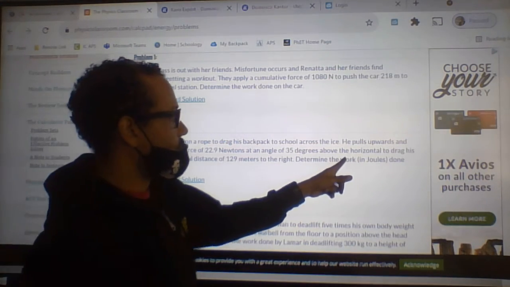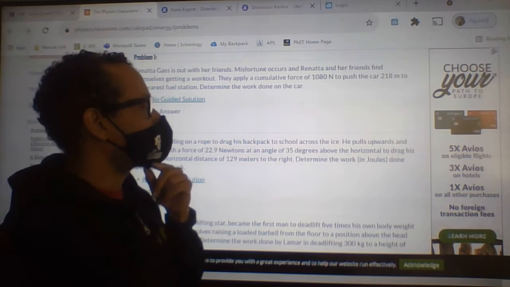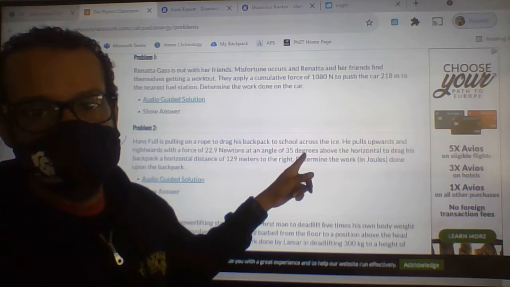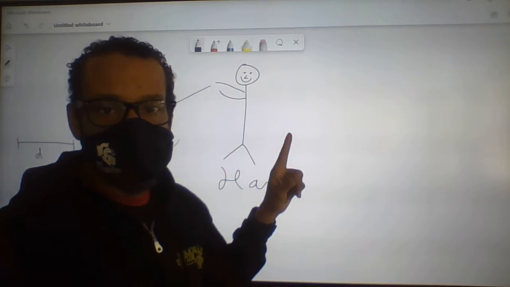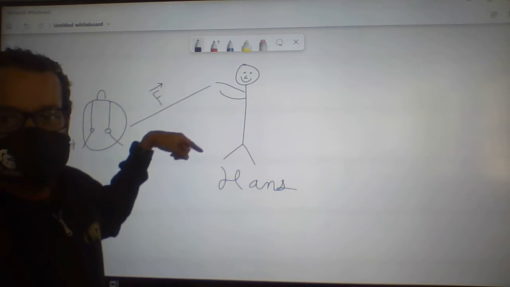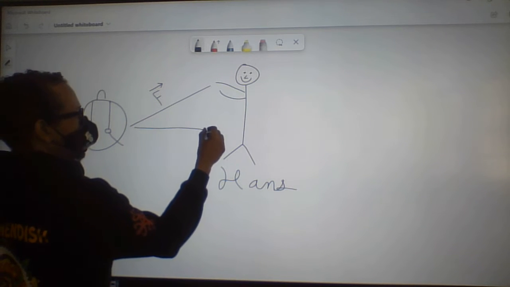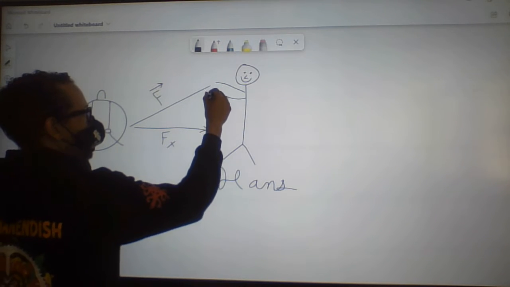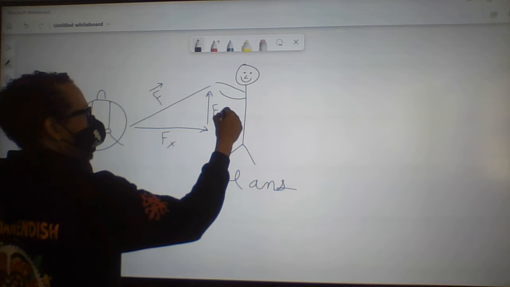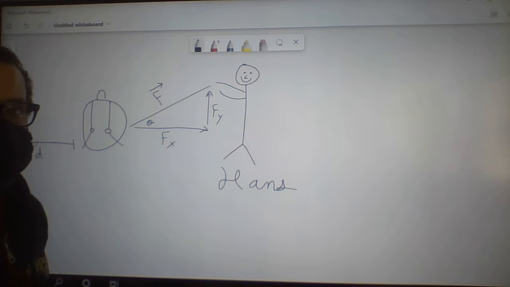So when we determine the work, I know that work is going to be force times distance. And in this case, our force isn't only in the x direction. We have a force that's in the x and y direction. So with this vector, we need to separate it into its x and y components. This is my force in the x direction, here would be my force in the y direction, and this would be some angle theta to the horizontal.